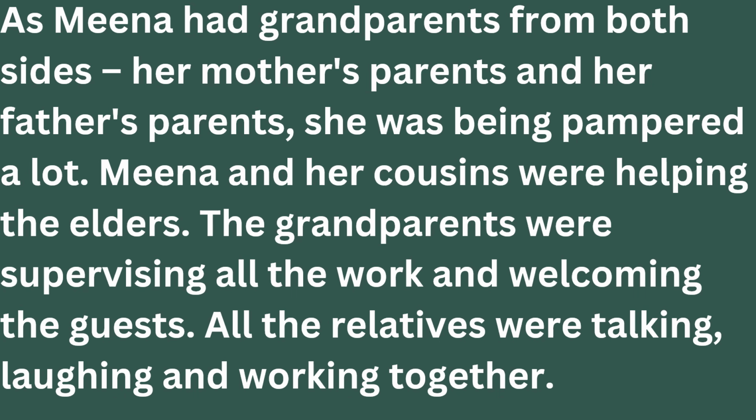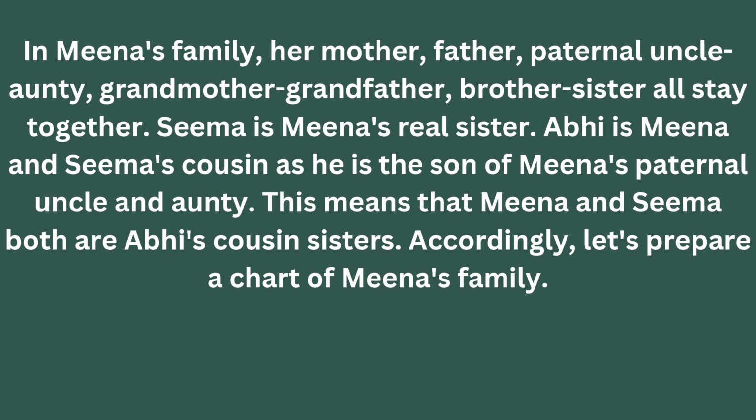As Meena had grandparents from both the sides, her mother's parents and her father's parents, which means grandparents from both the sides, okay? She was being pampered a lot. Meena and her cousin were helping the elders. The grandparents were supervising all the work and welcoming the guests. All the relatives were talking, laughing, and working together. In Meena's family, her mother, father, paternal uncle, aunt, grandmother, grandfather, brother, sister all stay together.